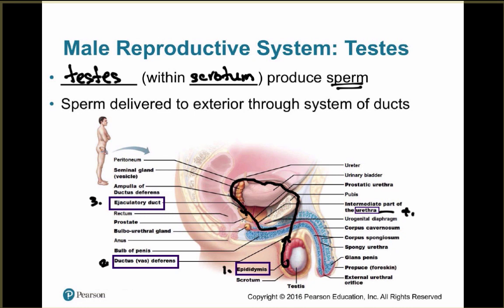Now, this is the duct system that it goes through, and there are also accessory sex glands in here that help with the movement of sperm through this. So you can see up here, you have the seminal gland. You have here the prostate gland, the bulbourethral gland here. So those are the three main accessory sex glands that we're going to end up talking about later in this lecture.